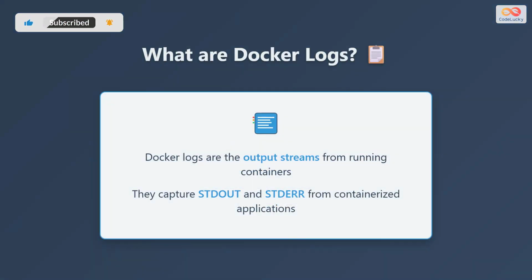Docker logs are the output streams from running containers. They capture standard output, represented as stdout, and standard error, represented as stderr, from containerized applications. These logs are crucial for monitoring and debugging your applications.